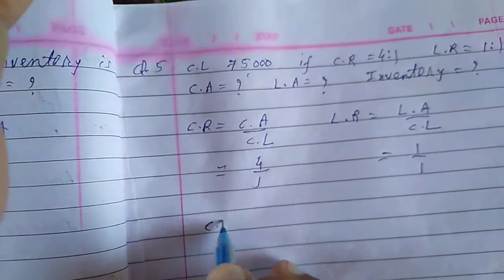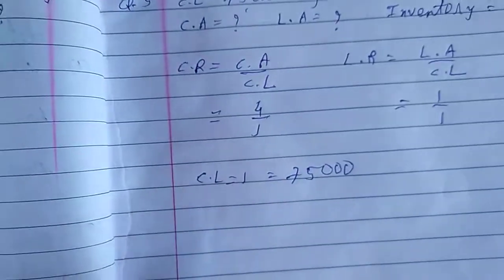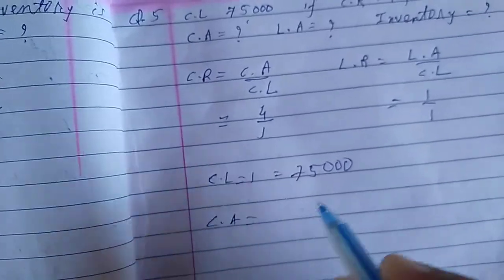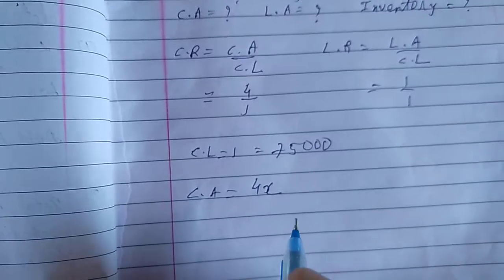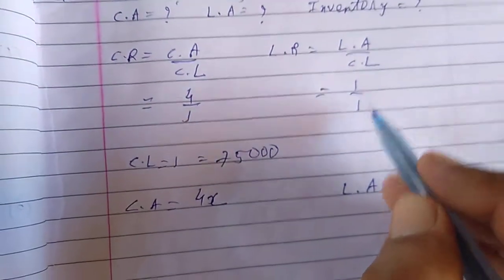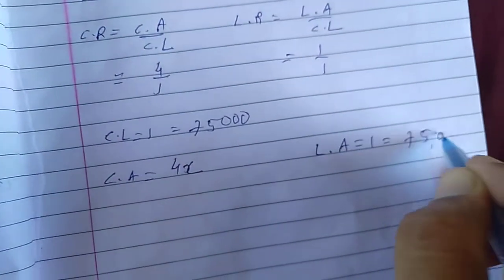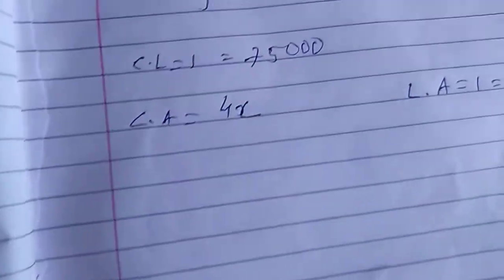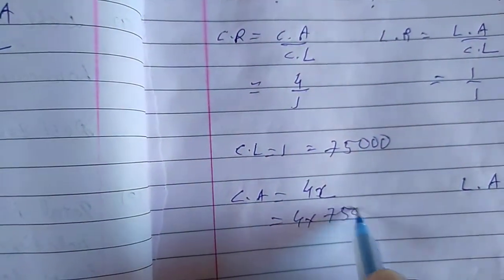Suppose current liability is equal to 1, which means 75,000 is given. Now from this information you can find current asset. So current asset is equal to x into 4, so 4x. Same way, liquid asset: here current liability is 1 and liquid asset is 1, so liquid asset is also 75,000. And current asset is 4x, so 4 into 75,000.